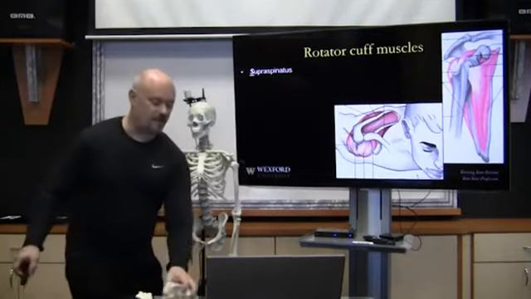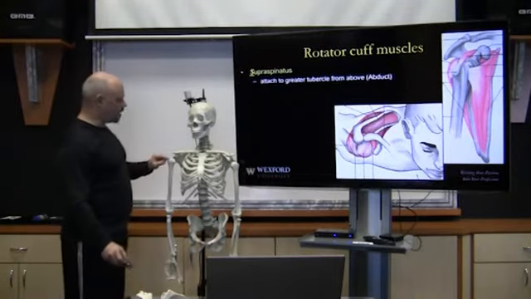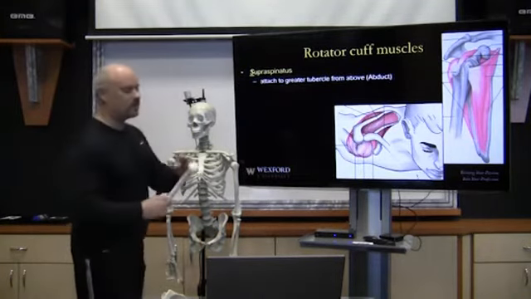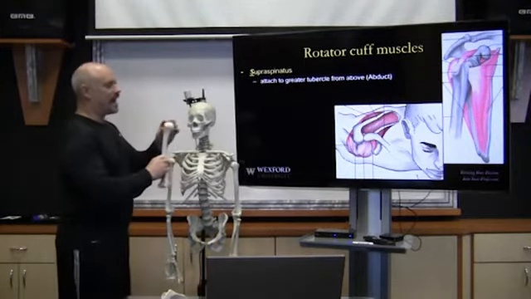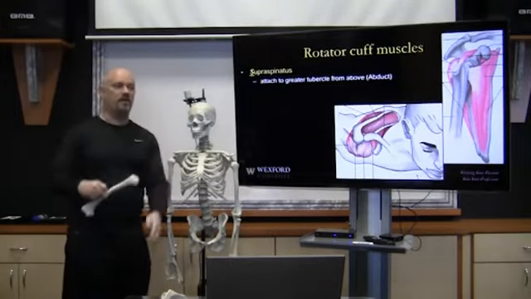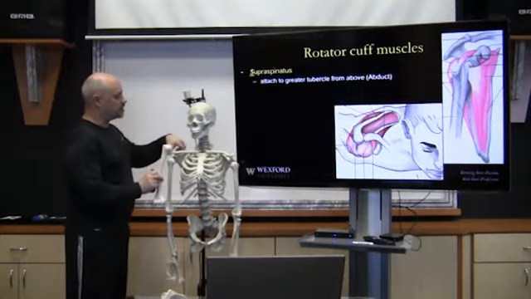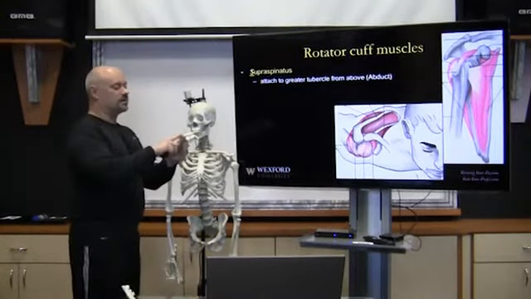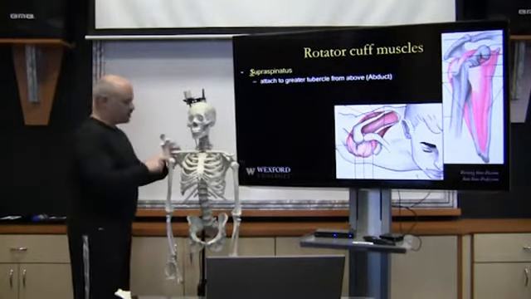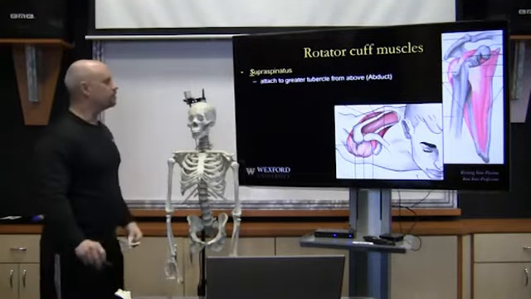Rotator cuff muscles. We have what they call SITS. We have supraspinatus. It's attached to the greater tubercle. Remember the greater tubercle, right up here, it attaches to that. From above, it abducts the arm. It pulls it up this way because it's attached to the top. It originates in the top part of the shoulder blade, just above the spine, and then it attaches to the greater tubercle of the arm, and it starts abduction.